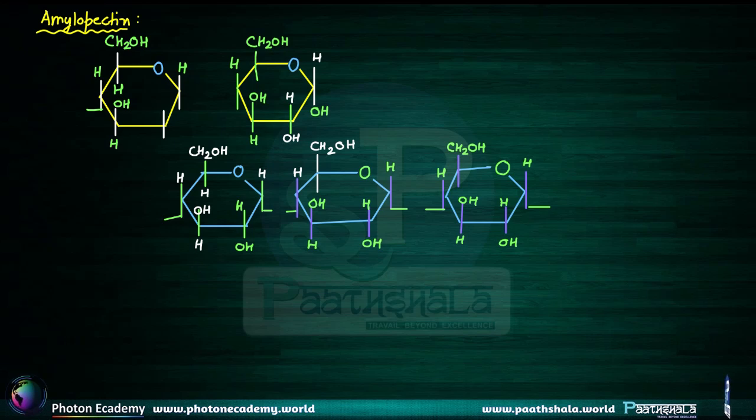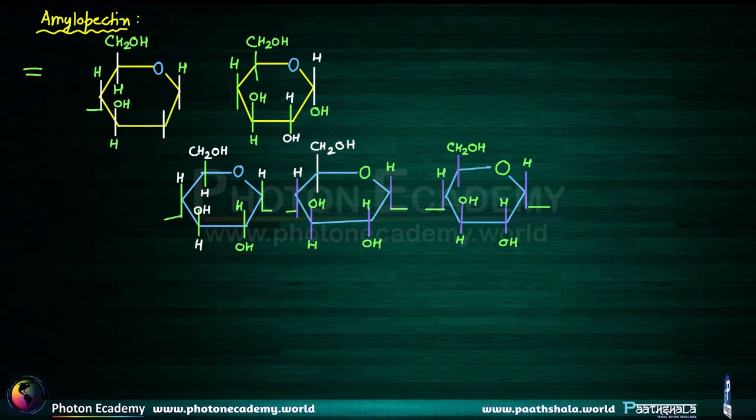Now, let us just see. Since we saw amylose, which was a straight chain polymer, now we'll be seeing amylopectin, which is a cross-linked polymer. That means, let us just see this. Now there are two lines of monosaccharide units, a lot of monosaccharide units you are seeing here.